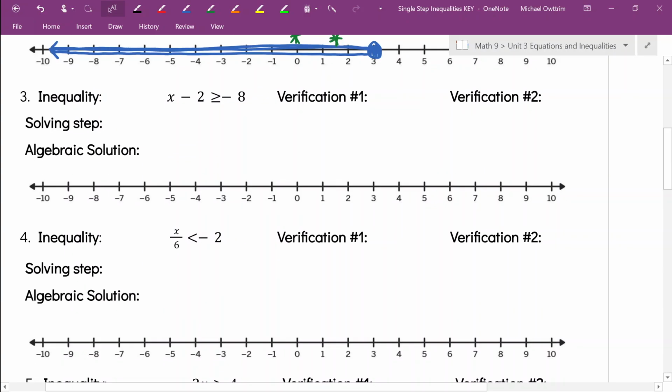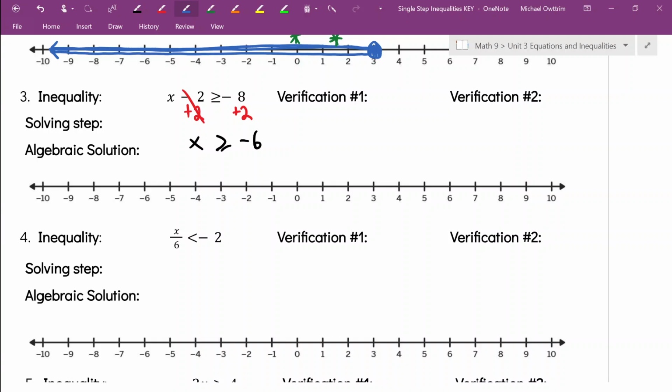In my next one, x was being subtracted by 2. The opposite of subtracting 2 is adding 2 to both sides. So we'll go ahead and get our inequality that x is greater than or equal to negative 6. Obviously, pay attention to your integers. Negative 8 getting less negative by 2 is negative 6.